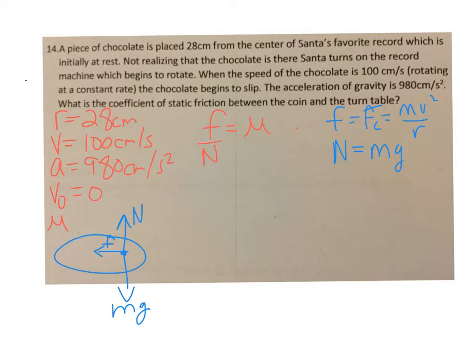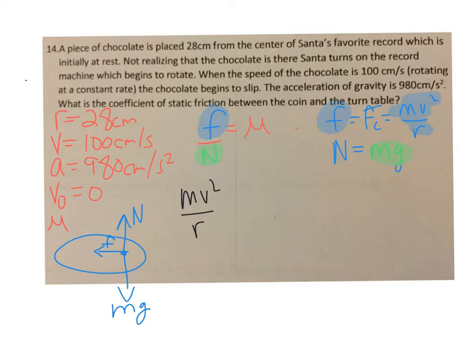So where I have friction, I can use this equation in place. Where I have normal force, I can use this equation in place. So what would my new equation look like? mv squared over r, over mg. Now am I multiplying by mg? Okay, I'm dividing by mg, so that mg would be on the bottom. So it would stay on the bottom.